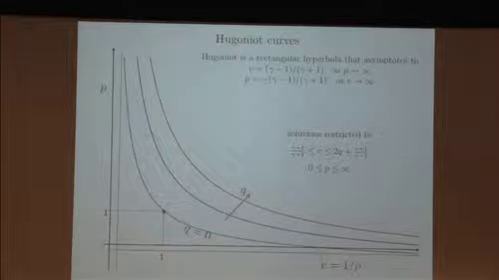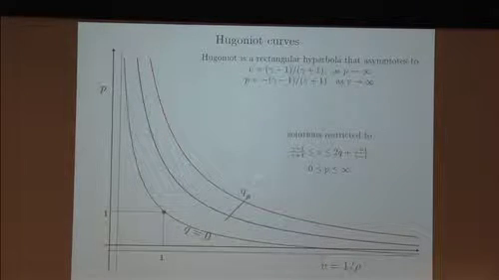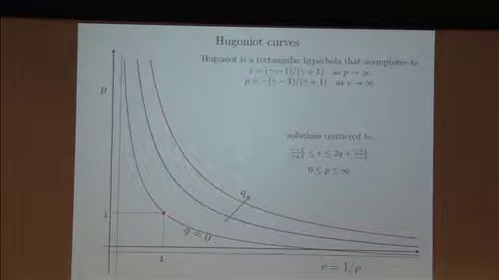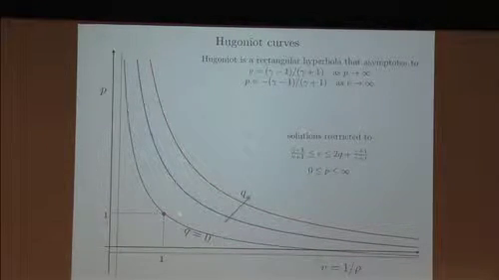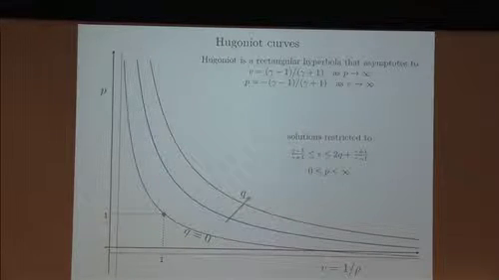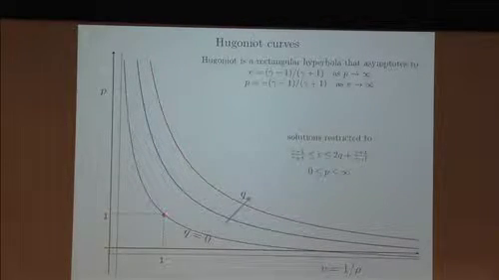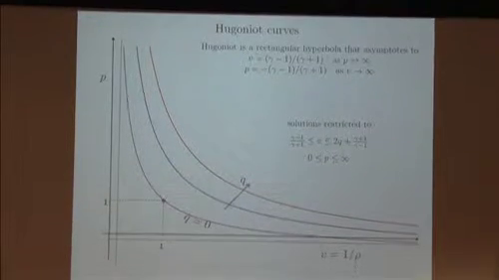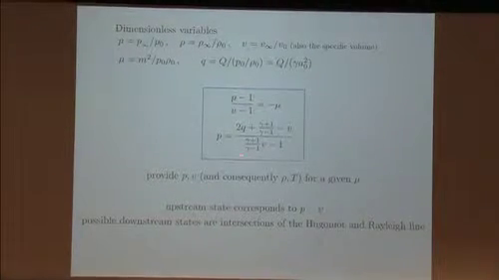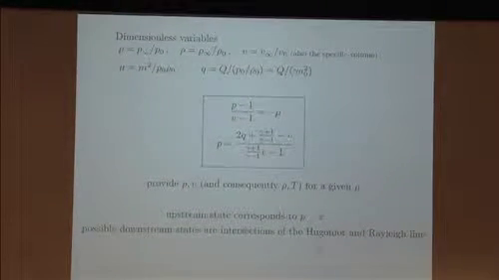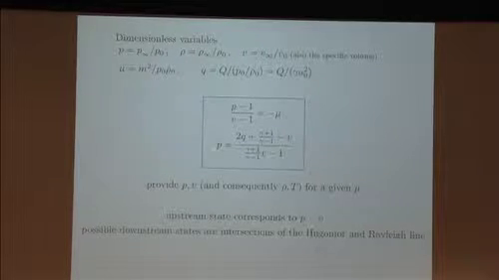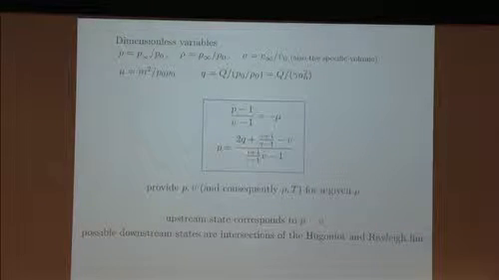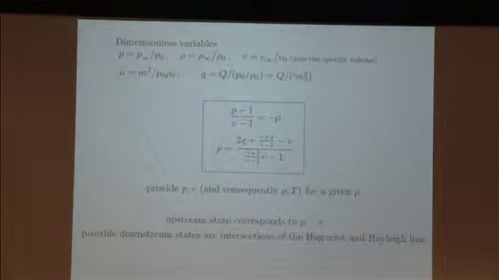These are the different Hugoniot for different values of Q. As you increase Q, they move further away from that point. Note that there is only one curve which corresponds to Q equal to 0 that passes through the initial point, 1, 1. In fact, you can see that from the equation itself. When Q equal to 0, if you substitute V equal to 1, you get P equal to 1. So the Hugoniot with no heat release goes through the initial point.